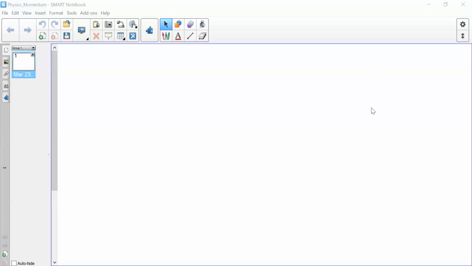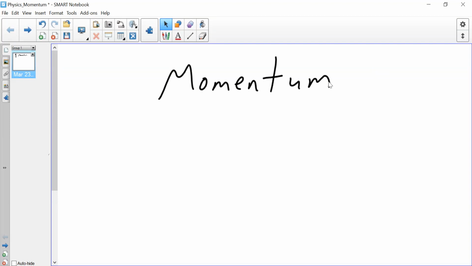Okay, so today we're going to start off with our definition of this concept called momentum. Try to keep it really short and sweet here. So all momentum really is, if you have an object moving at a certain speed, that object has mass, you multiply the mass and the velocity, you have momentum.